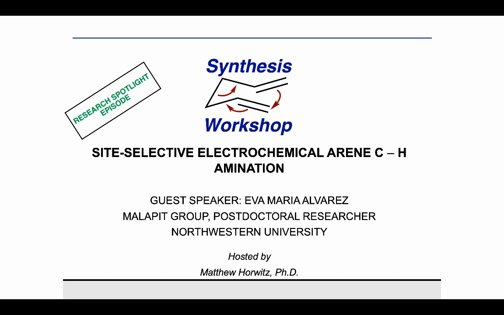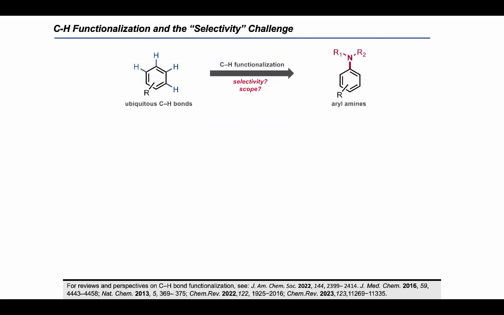Thanks for the kind introduction and the invitation to talk about our recently published work on site-selective electrochemical arene carbon-hydrogen amination. Aromatic carbon-hydrogen functionalization is defined as the exchange of hydrogen atoms bound to carbon atoms in an aromatic ring for functional groups. Due to the ubiquitous presence of carbon-hydrogen bonds in relevant organic molecules, derivatizing aromatic carbon-hydrogen bonds is a powerful synthetic approach to quickly generate complexity in the synthesis of organic molecules.